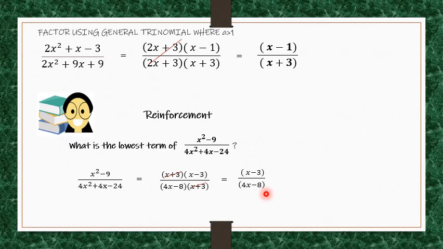Another one. As you can see, the 4x minus 8 here is what? Common monomial factor. We need the lowest term. So the answer is x minus 3 over... This one is common monomial factor. We're going to do the common monomial factor here: 4 and x minus 2. So this is the final answer.